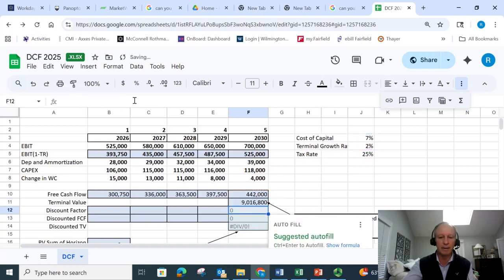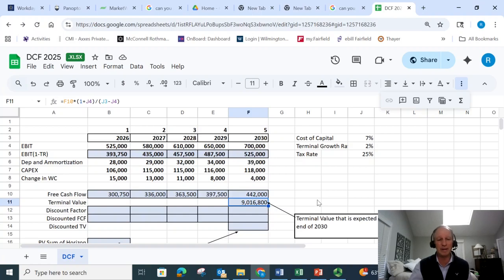Now, 9 million. So you can see a big percentage of the value of this firm is going to be that terminal value, which is 5 years from now. Now I want to create a discount factor. This is just a factor that I can multiply these cash flows by in order to get present value.